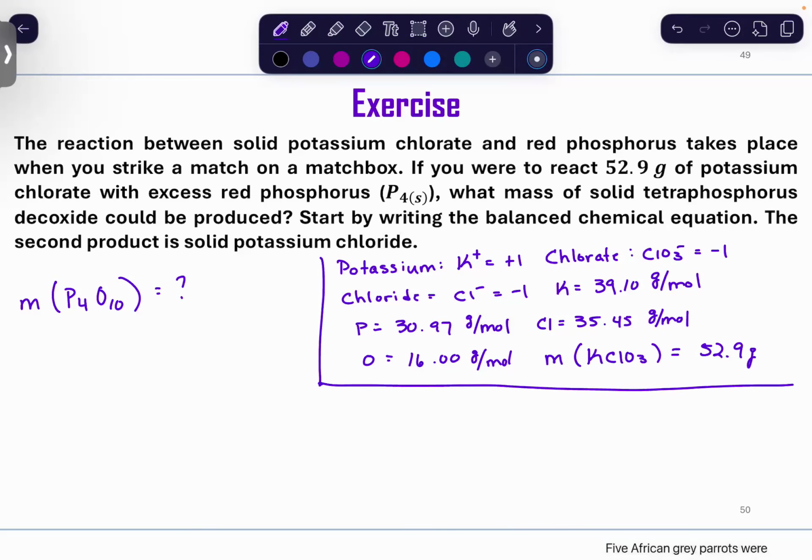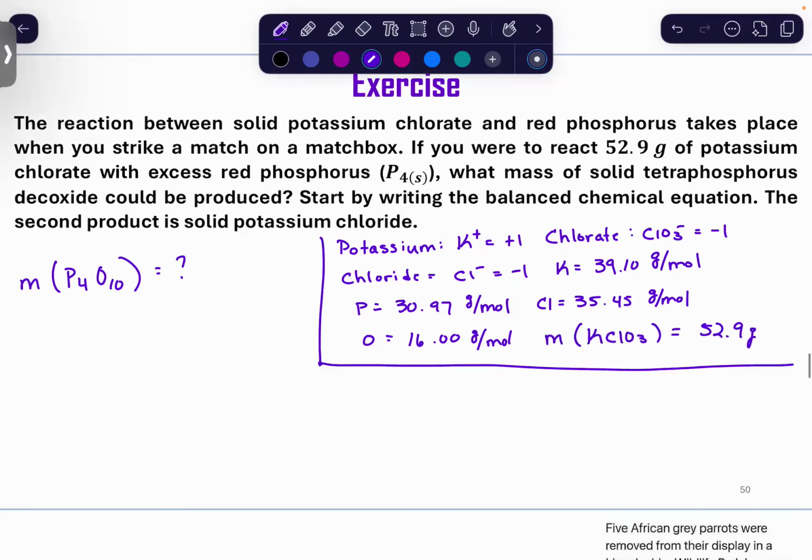So I need my chemical reaction. So of course you see potassium and chloride, it's a +1 and a -1, so that's going to go together 1 and 1. And that's solid. Our red phosphorus, solid. And then that's going to produce our tetraphosphorus decoxide. So that's P4O10. That's a solid. And then our other product is solid potassium chloride. You should be getting pretty used to this by now.